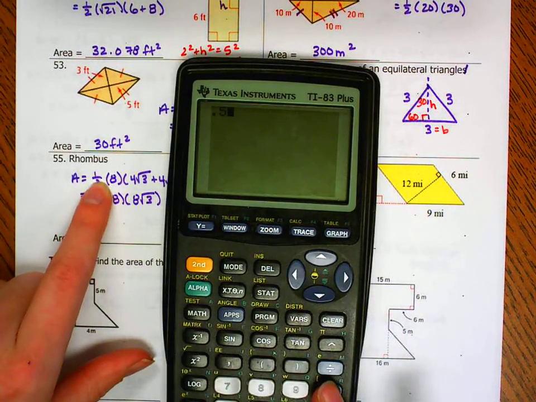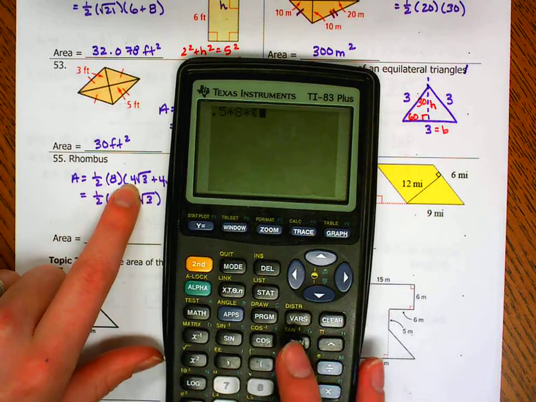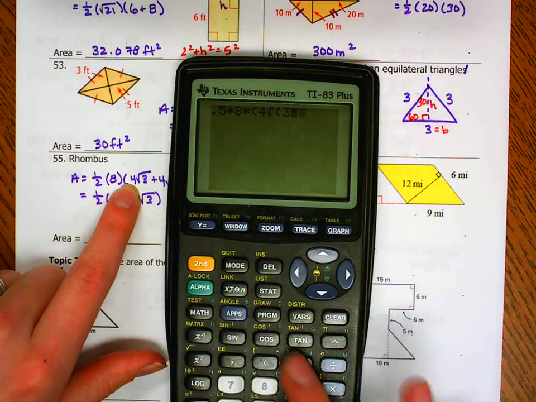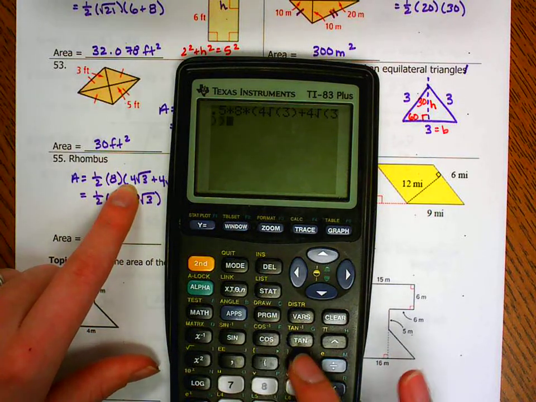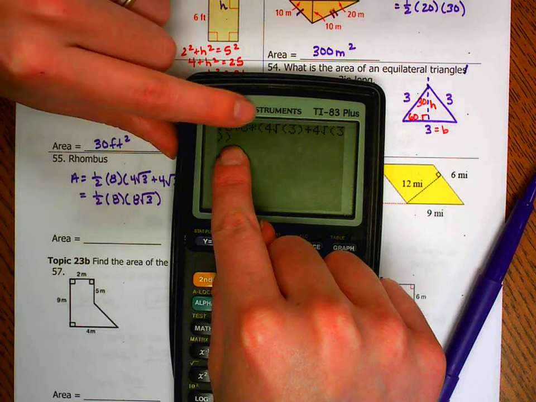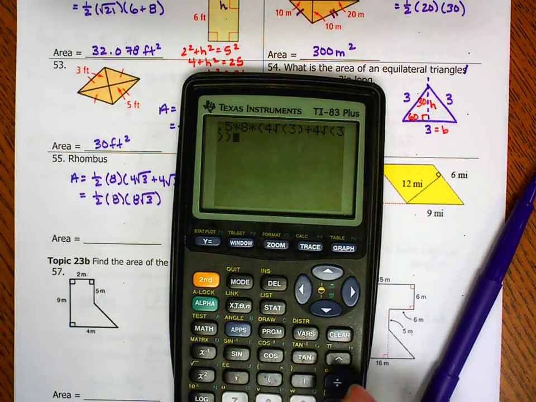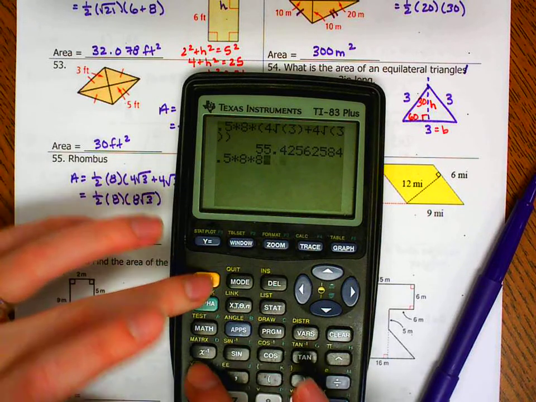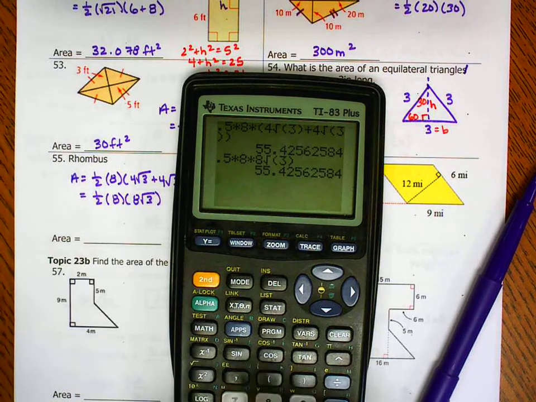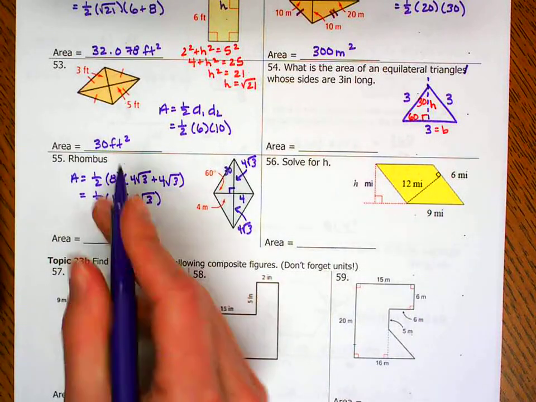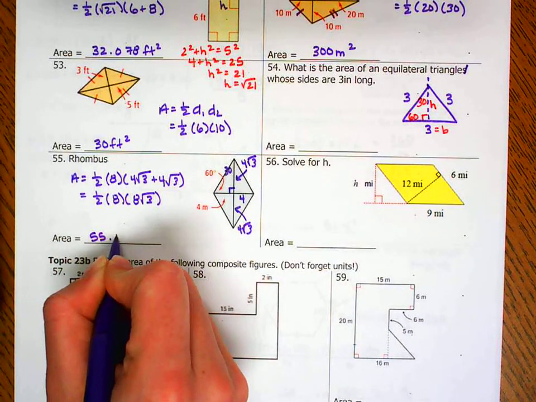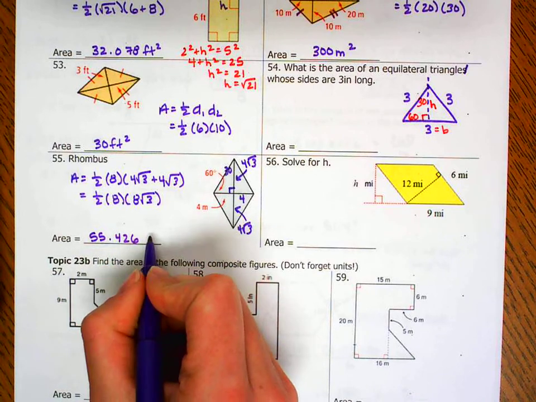I have 1/2 times 8 times, we have 4 root 3 plus 4 root 3. This 4 root 3 plus 4 root 3 is all in a separate set of parentheses. Okay? Same thing if I did 0.5 times 8 times 8 root 3. Same thing. Okay. Sorry, I didn't realize that was hard to see before. So if you need to look at that for a minute, you can. Okay, so our area for this rhombus was 55.426 meters squared.